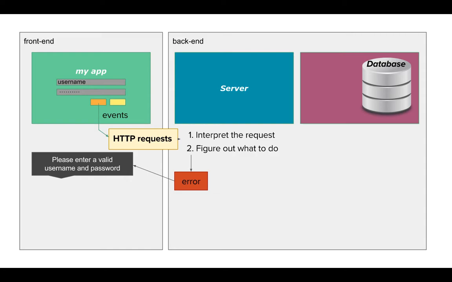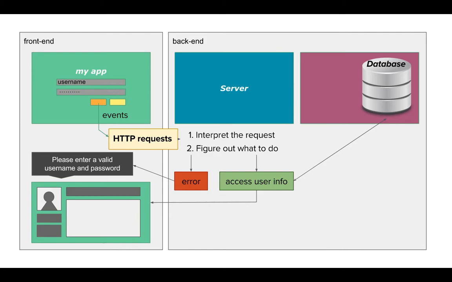In our case, for example, if we get something like an invalid password or a username that doesn't exist in our database, indicating that this person who's put in their information is not a registered user of our app, then the appropriate HTTP response to send back would contain an error that would then be rendered on the front end with an error message such as, please enter a valid username and password. On the other hand, if the user's info is legitimate, they are a user in our database, and their password matches up with the one we have on record, then we want to access that user's info, for example, their profile picture, etc., and render it on the front end on their profile page.